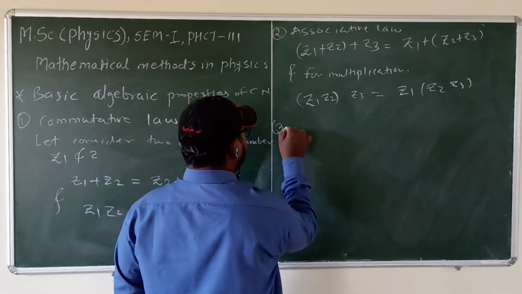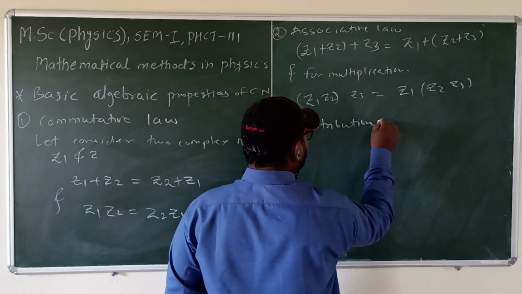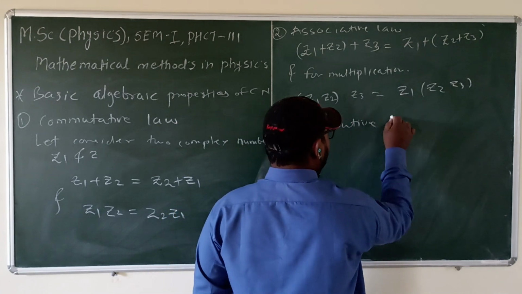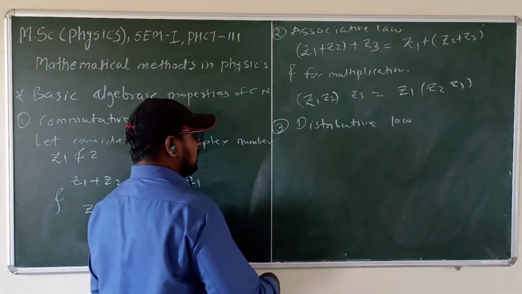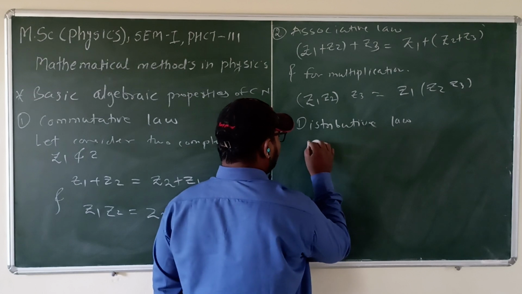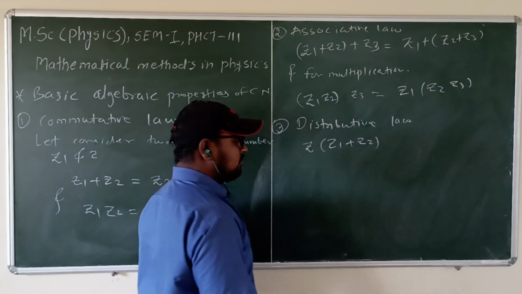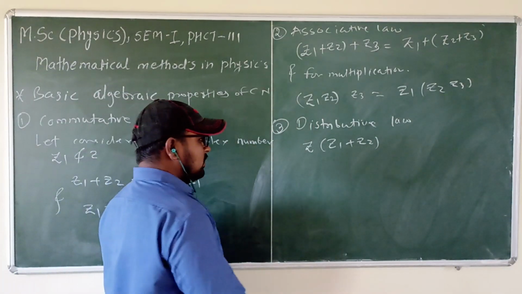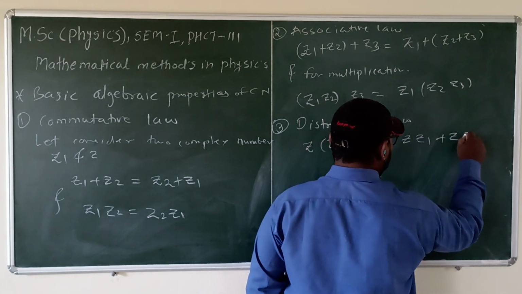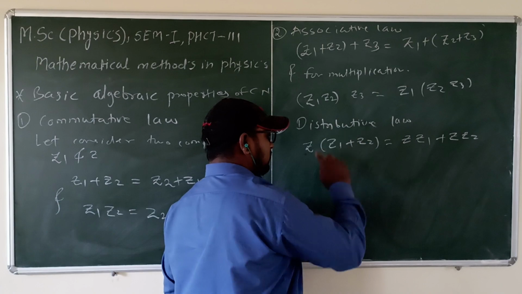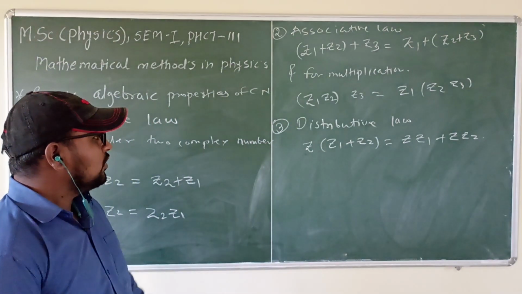Now third point is distributive law. Okay, let's consider the complex number Z, which is multiplied to the addition of two complex numbers, Z of Z1 plus Z2. This is distributive law. This is equal to Z times Z1 plus Z times Z2. Multiply this Z with each of Z1 and Z2 with addition. Right? This is distributive law.